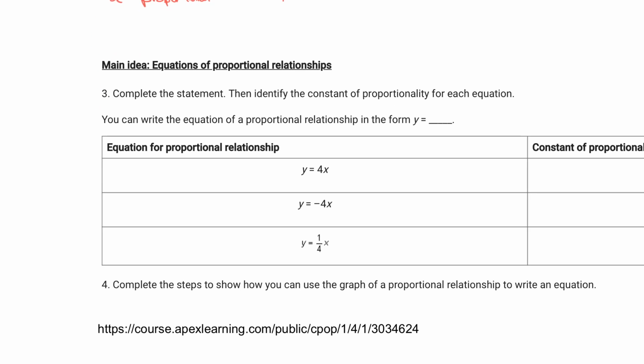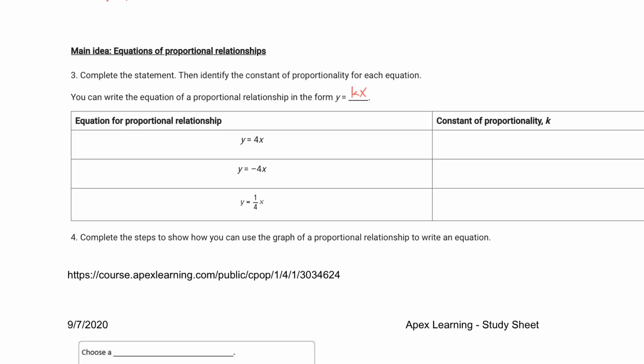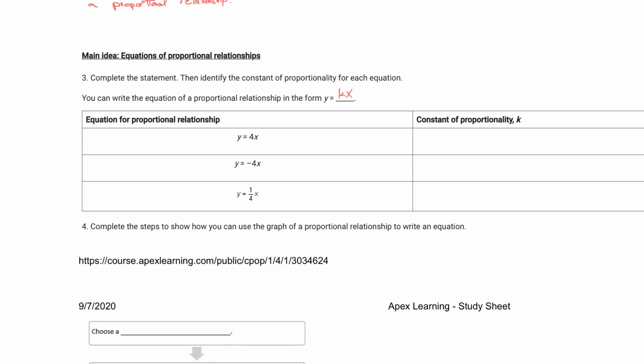The main idea here, we're using equations of proportional relationships. We're going to complete the statement and identify the constant of proportionality for each equation. You can write the equation of a proportional relationship in the form y equals kx. So we have the equation y equals 4x here. What is the constant of proportionality? It's 4 right there. It's y equals kx, so that's 4.